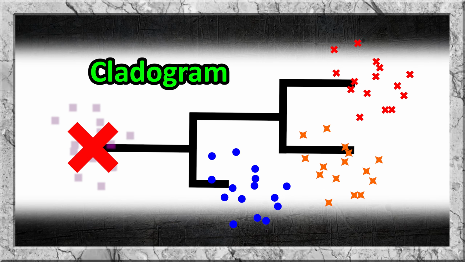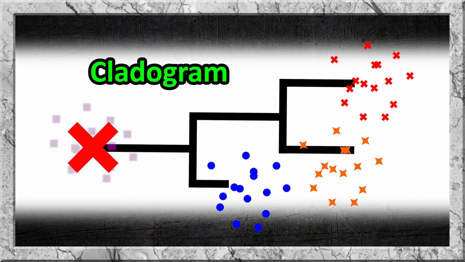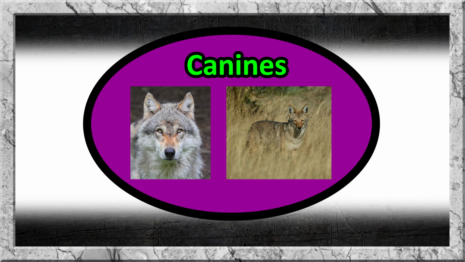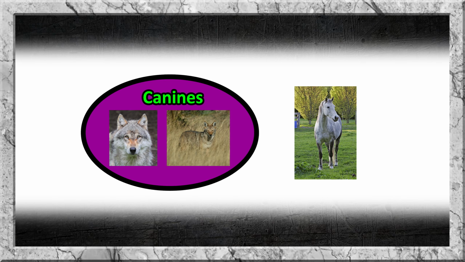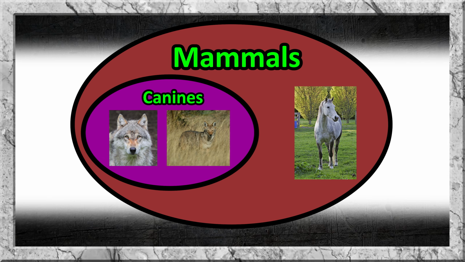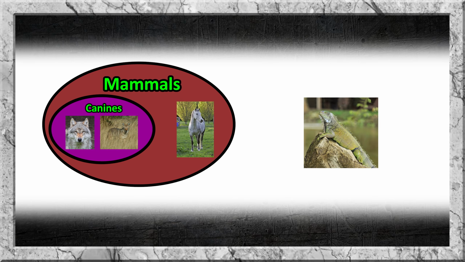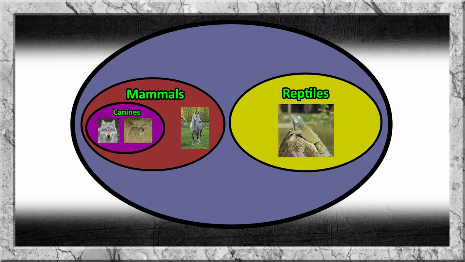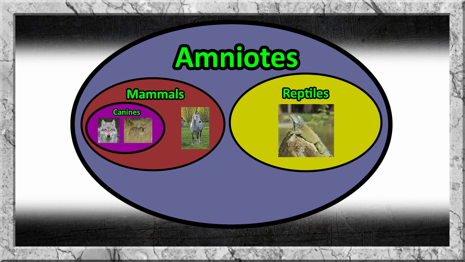Get it? Cladogram? This concept is why we can say wolves and coyotes, within the canine clade, are more closely related to each other than to horses, but as mammals, they're more closely related than they are to iguanas, which are reptiles. Mammals and reptiles have a common ancestor a few 100 million years ago. This clade is called the amniotes.